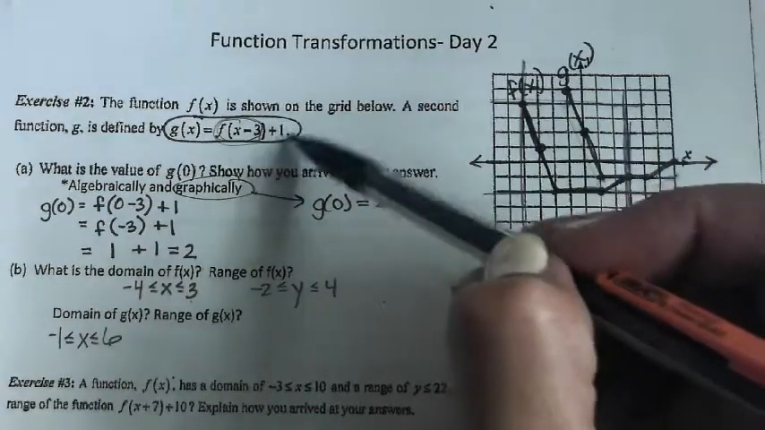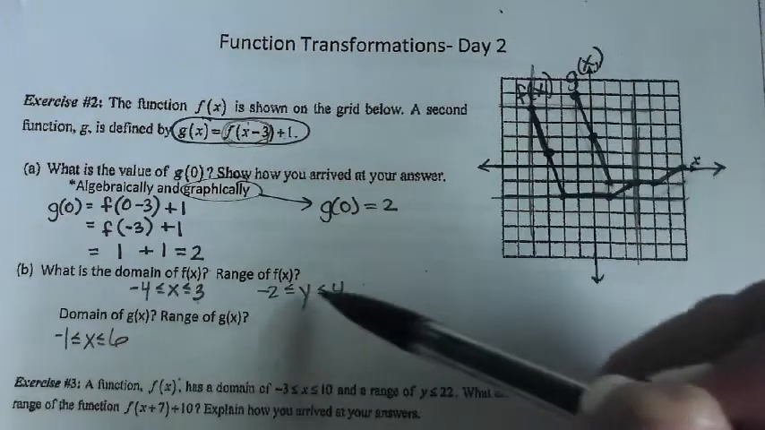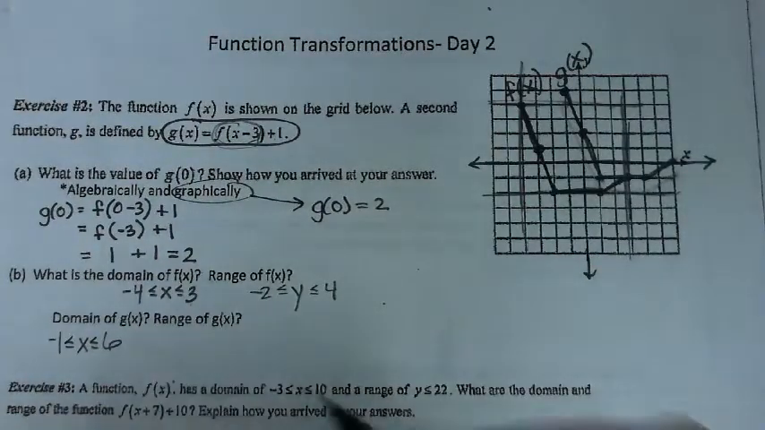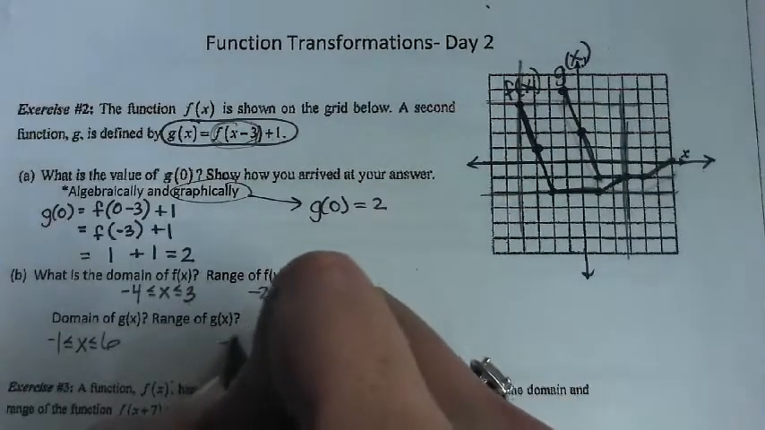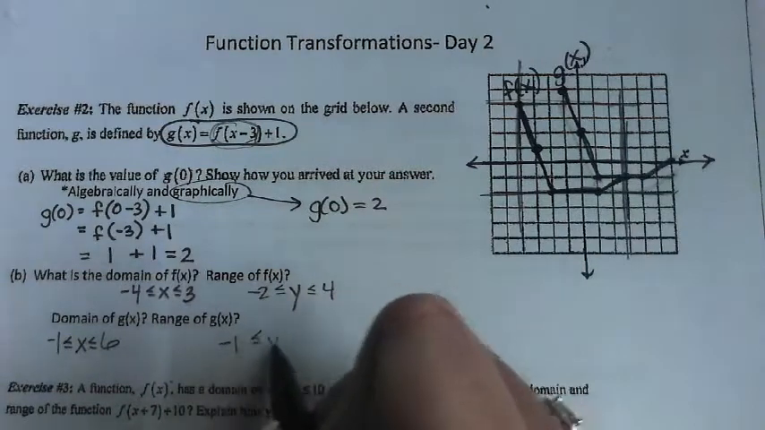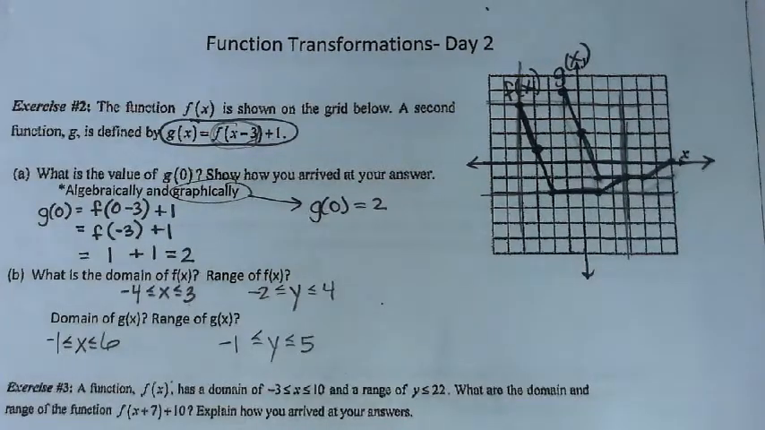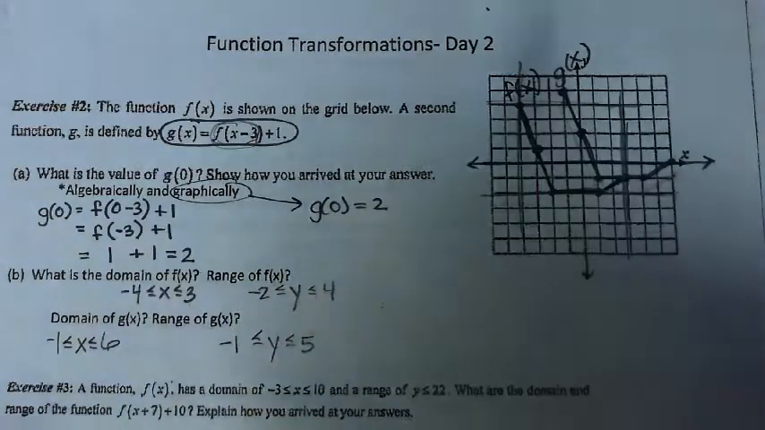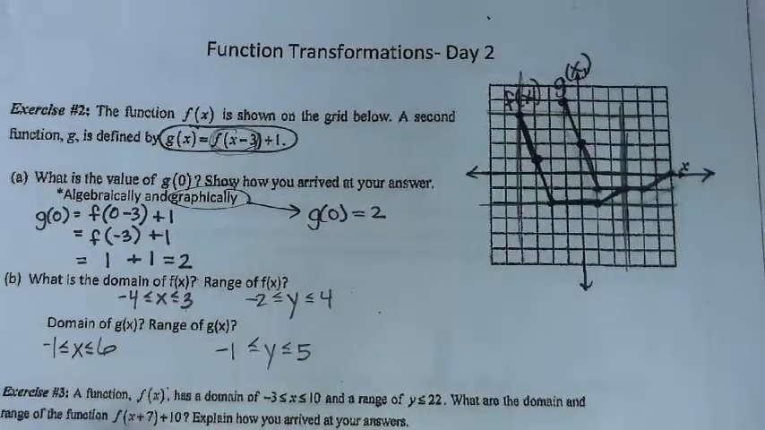And our vertical movement was shifting up 1, so what happens to our range values? Yep, -1 is less than or equal to y is less than or equal to 5. They all increase because they've been moved up 1. And you can look at your graph of g of x and you can confirm that.